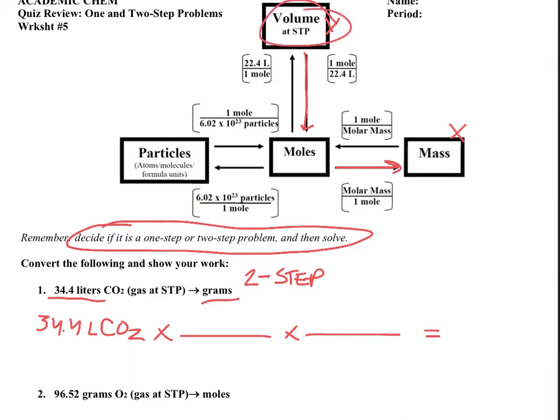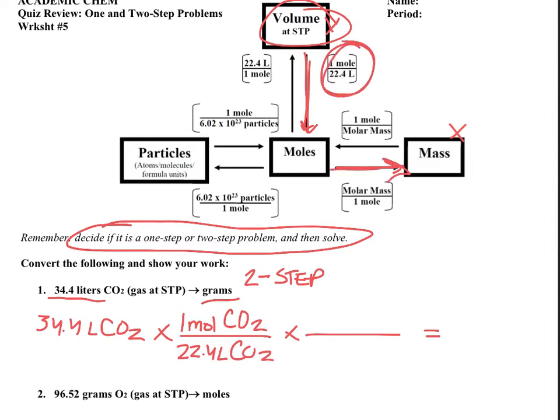Now I'm starting at volume island and I'm heading to mole island, so I'm going to be using my mole map. And it says to put 1 mole on top, and I'm going to keep that the same compound, CO2. And on the bottom, it says to put 22.4 liters. That's for my conversion factor.